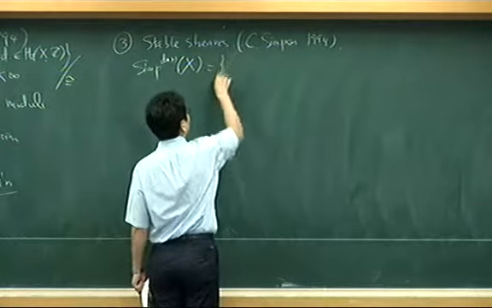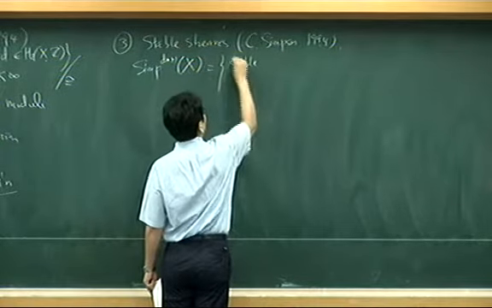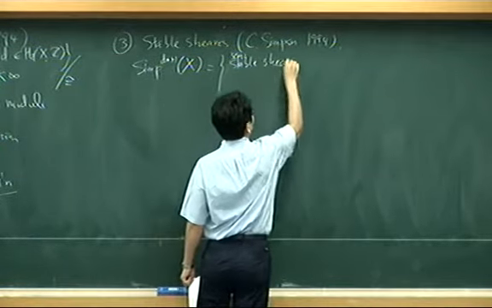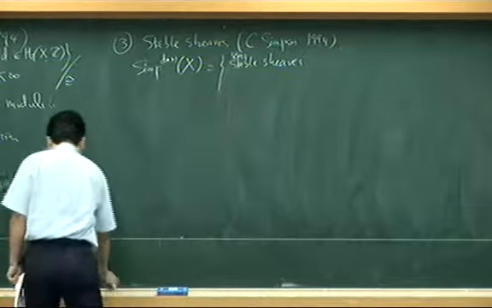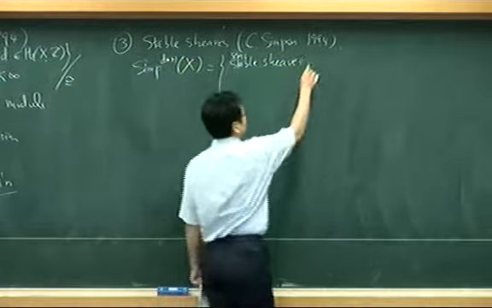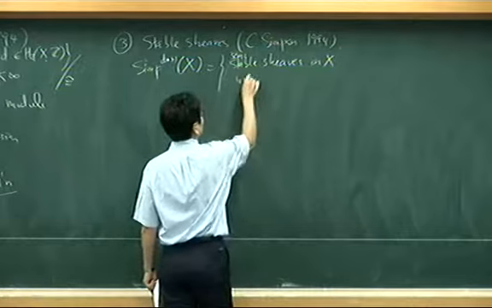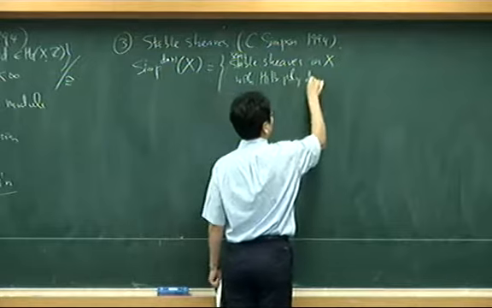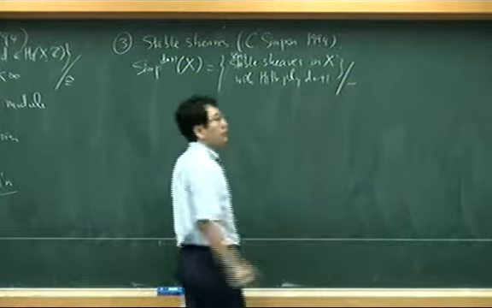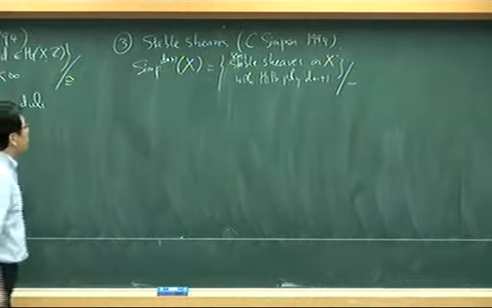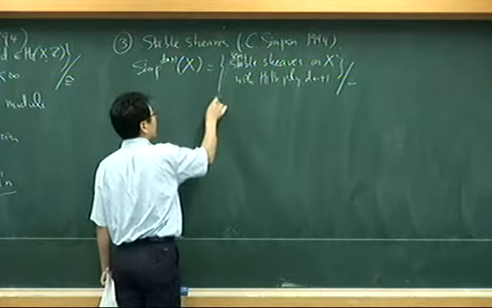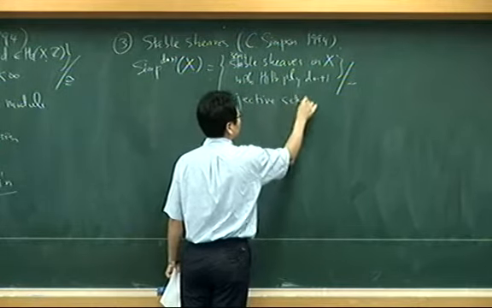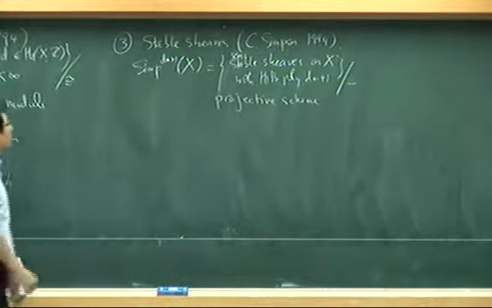So this is the set of all stable, more precisely semi-stable, sheaves on X with a given Hilbert polynomial, dm plus 1, and we take the equivalence classes. Simpson proved by GIT, it was very surprising at that time, that this is a projective scheme. There's a projective scheme structure, yeah.